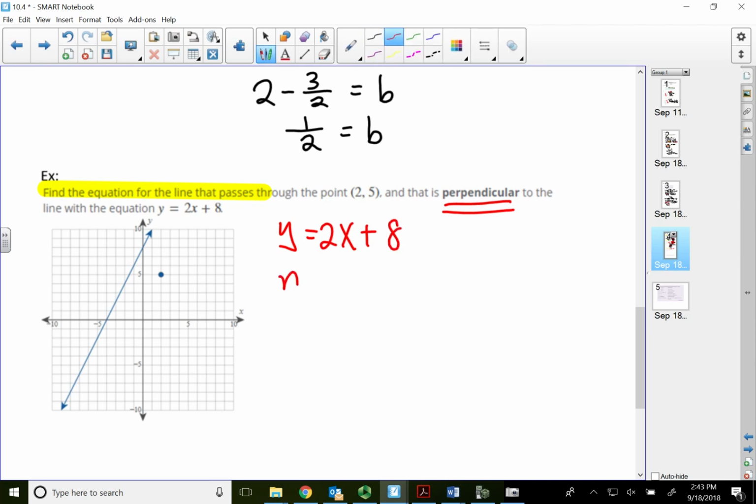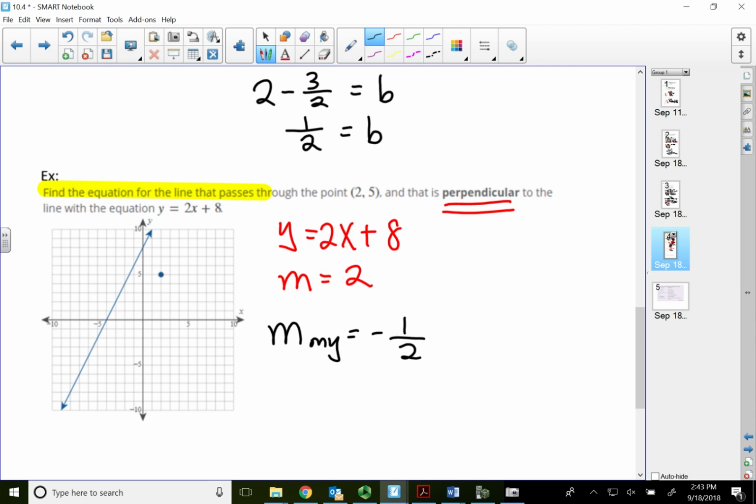So the slope for this blue line is going to be 2. That means the slope for my line has to be the opposite sign and reciprocal of 2, which is negative 1/2. Why do I do the opposite reciprocal? Because my line and their line are perpendicular.